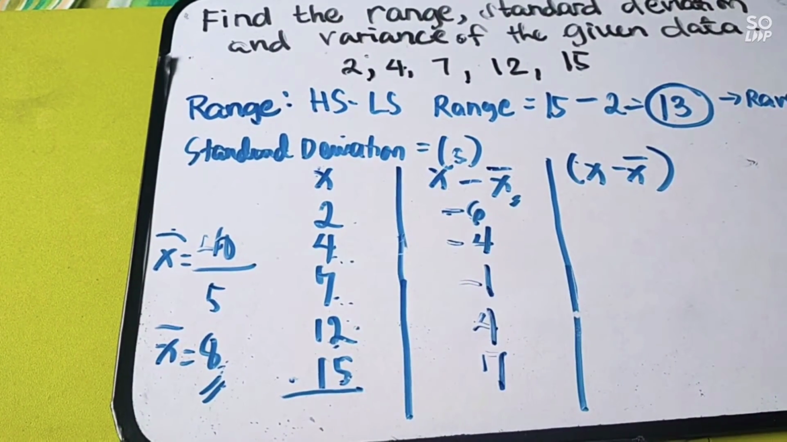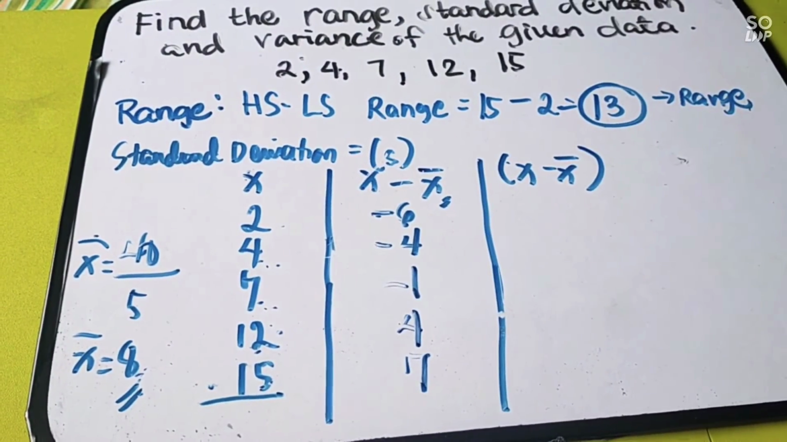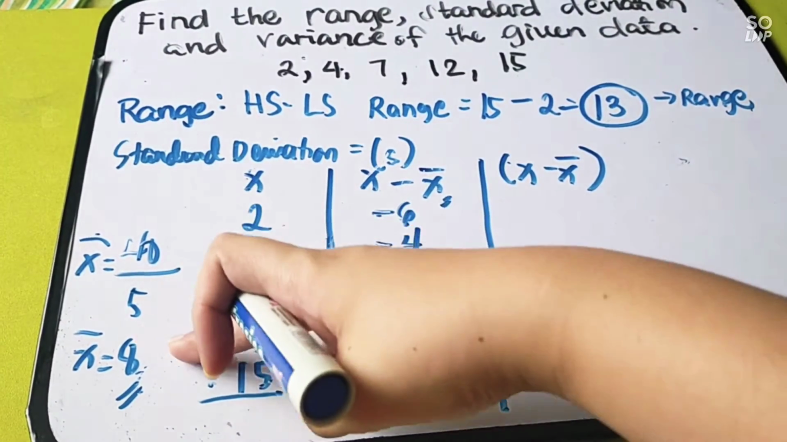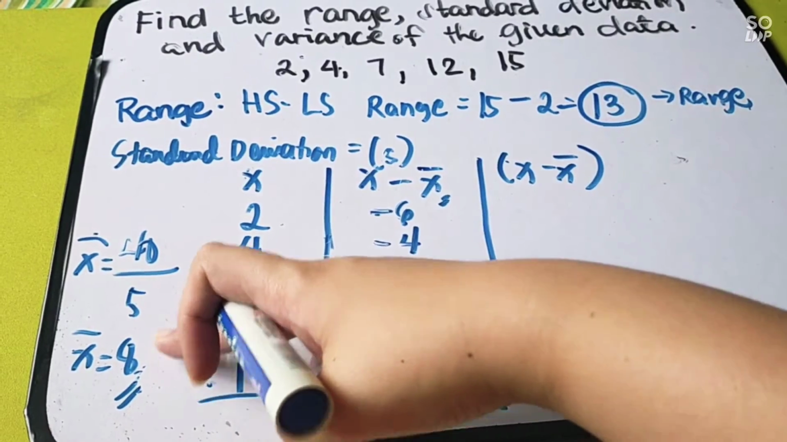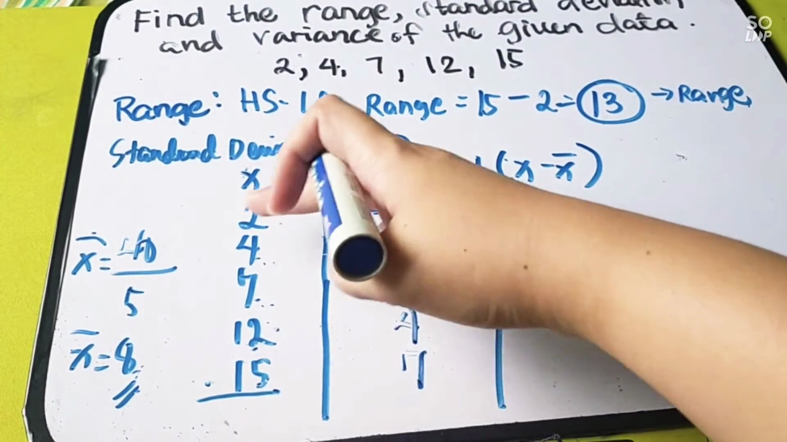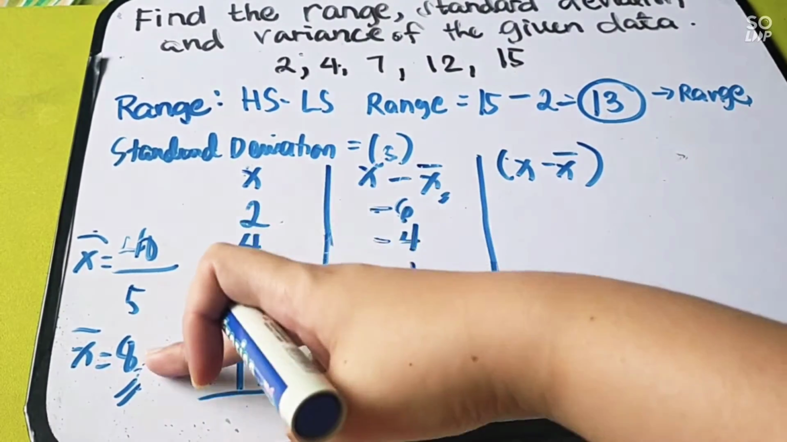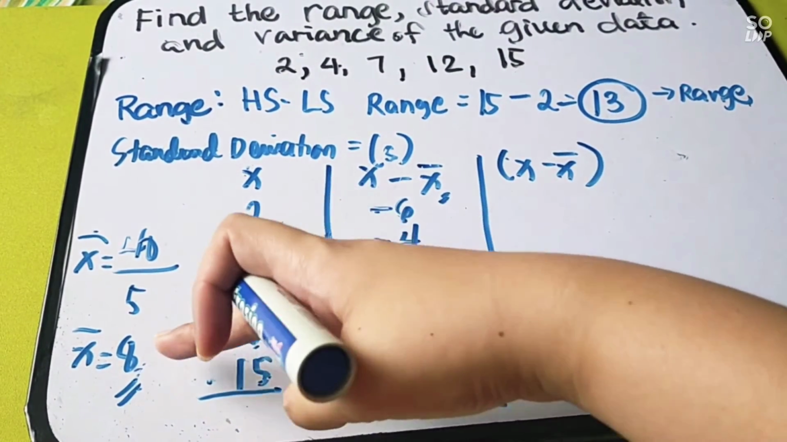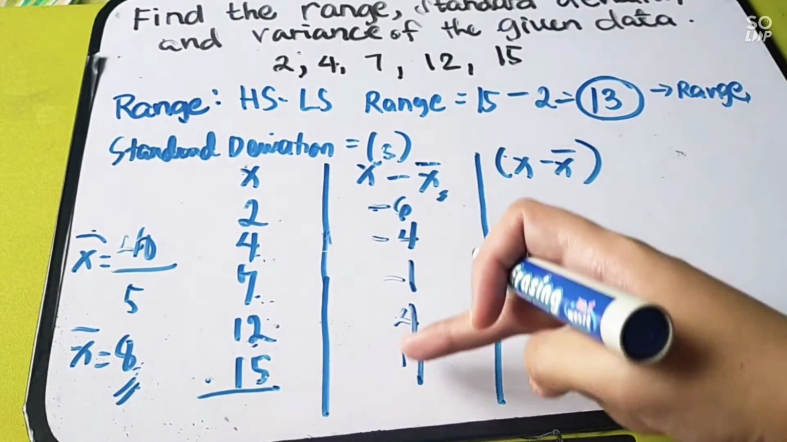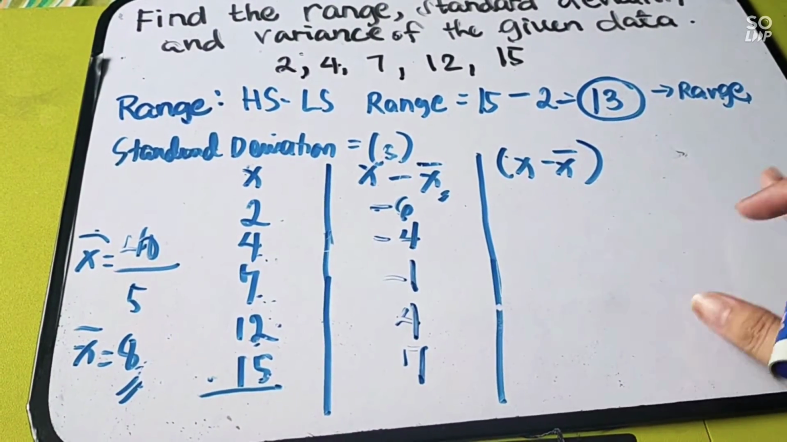Ayan na yan. So, ulitin natin. We need to find for the mean of your score. So, we have here 8. And then, you are going to subtract all these scores to your mean. 2 minus 8, negative 6. 4 minus 8, negative 4. 7 minus 8, negative 1. Basta kailangan, itapat mo yung sagot mo dun sa pinag-subtract mo.